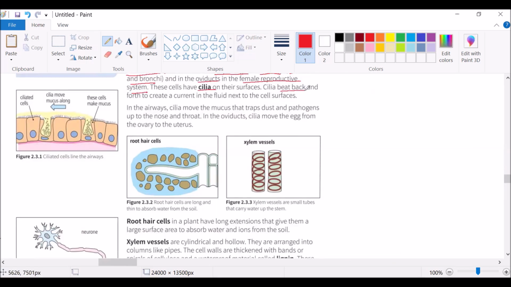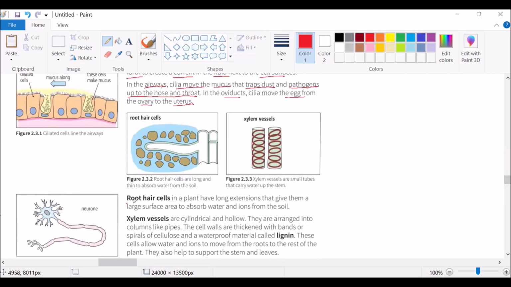The cilia beat back and forth to create a current in the fluid next to the cell surfaces. So these hair-like structures vibrate back and forth in the airways. Cilia move the mucus that traps dust and pathogens up to the nose and throat so that the dust and bacteria do not reach the lungs. The mucus traps the dust and dirt, and these ciliated cells push the mucus up and out of the lungs. In the oviducts, cilia move the egg from the ovary to the uterus.